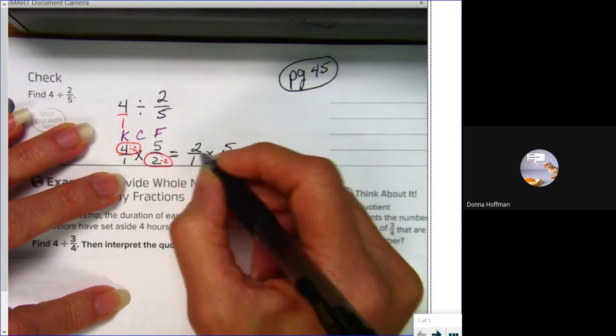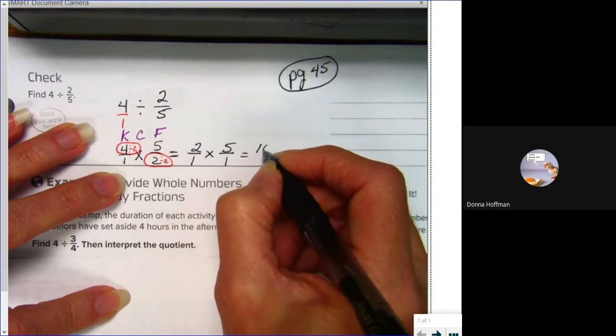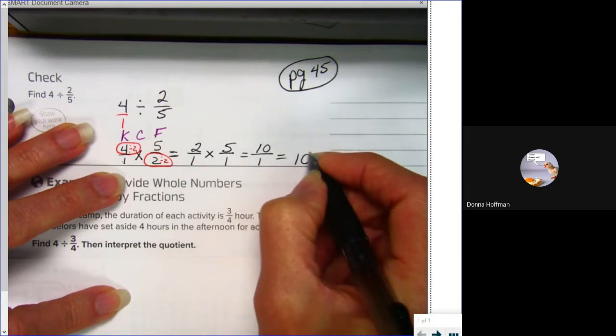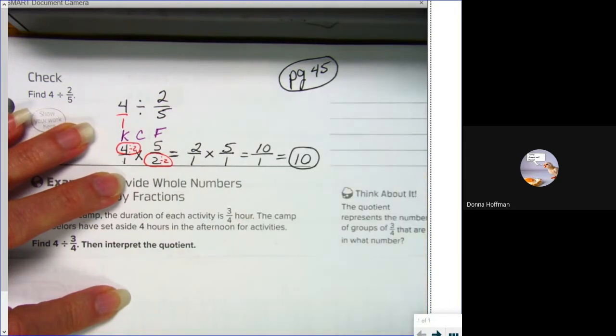So I multiply across the top and then across the bottom and simplify. I'm hoping you got 10 for your answer.